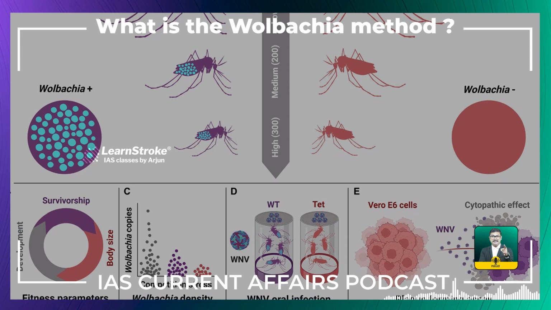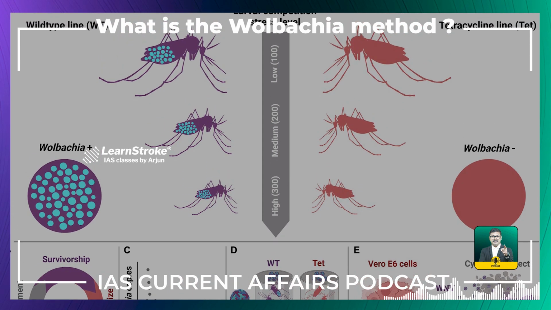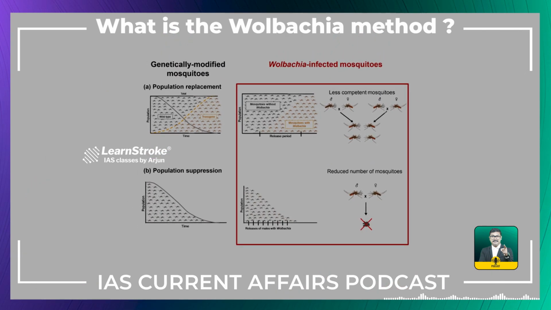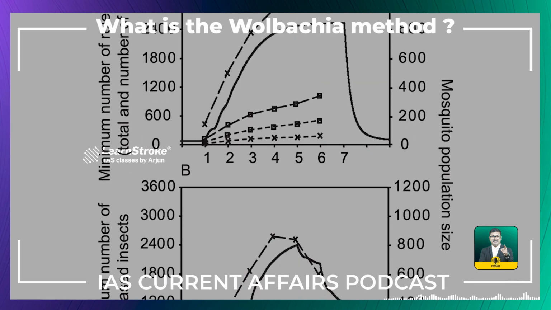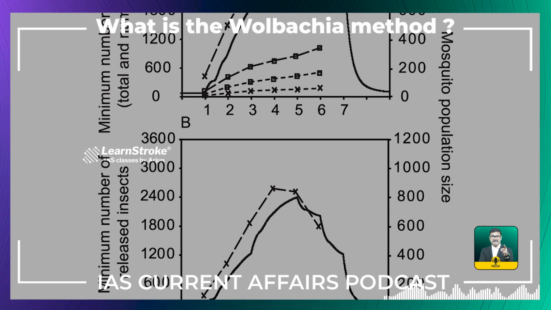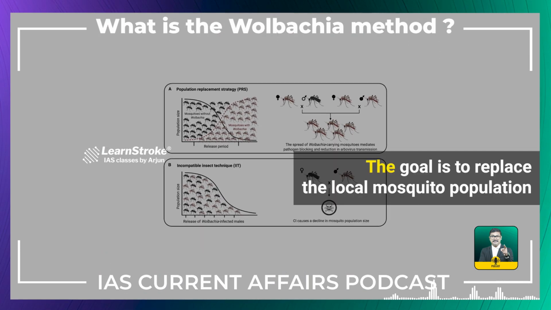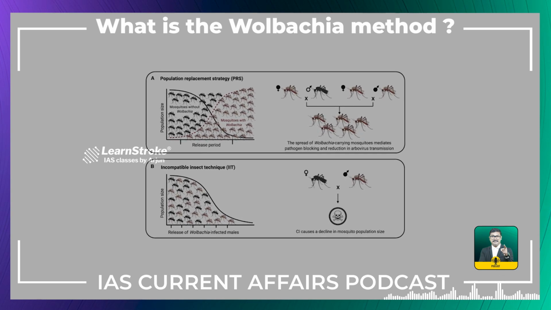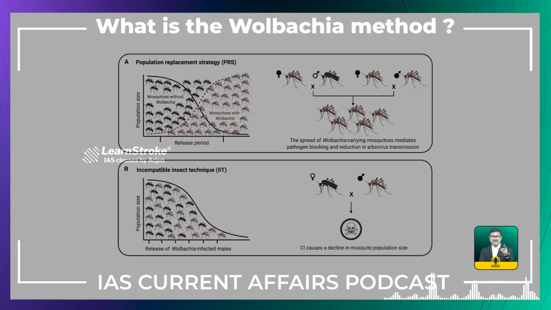Wolbachia infected mosquitoes have been shown to have a reduced ability to transmit certain pathogens. Wolbachia interferes with the replication and transmission of viruses within the mosquito. Over time, as Wolbachia infected mosquitoes reproduce, the proportion of infected mosquitoes in the population increases. The goal is to replace the local mosquito population with individuals carrying Wolbachia, reducing the transmission of diseases.